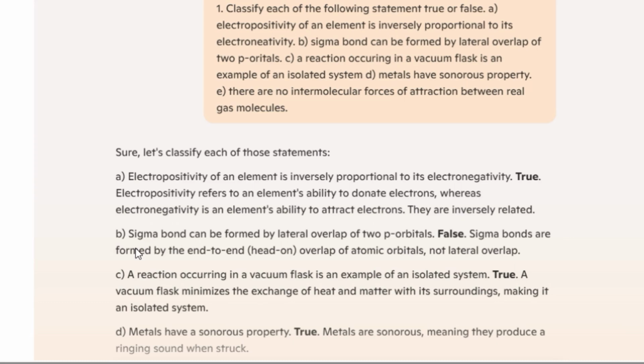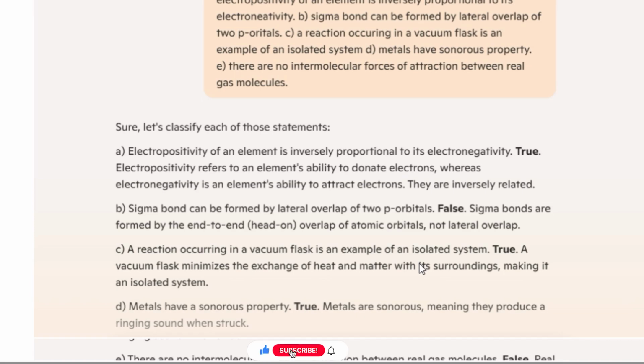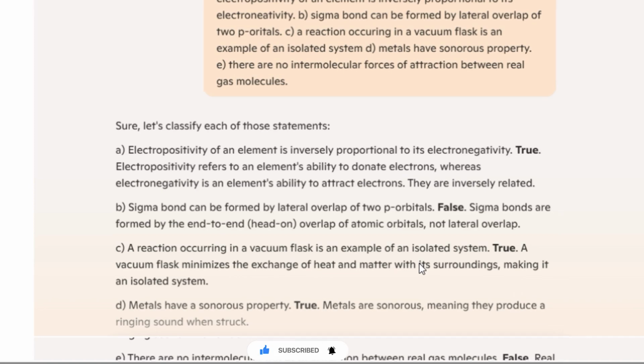So look at question 2, the B part. The answer is false. They have been taught sigma bond and pi bond, and we know that pi is the weak bond, sigma bond is the strong bond, and it cannot be laterally overlapped. You get? So look at the C part of the answer. Reaction occurring in a vacuum flask is an example of an isolated system. True. A system that is closed is an isolated system.